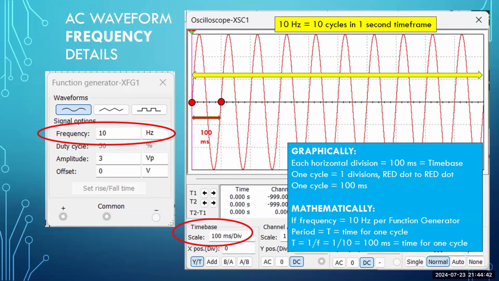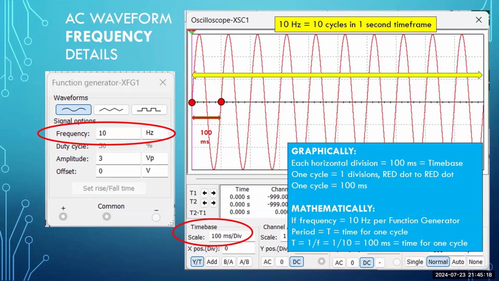Now, mathematically, we're going to use the frequency from the function generator. Frequency is given as 10 hertz per the function generator. So the formula for period, which is T, is defined as the time for 1 cycle. It was that reciprocal formula we played with. And so T is equal to 1 over f. T is equal to 1 over 10. Previously, it was 1 over 1, 1 over 5. Now it's 1 over 10. Does that change the milliseconds a bit? Yes, it does. So mathematically, we're able to prove that the time for 1 cycle is also 100 milliseconds, just like what we determined graphically.